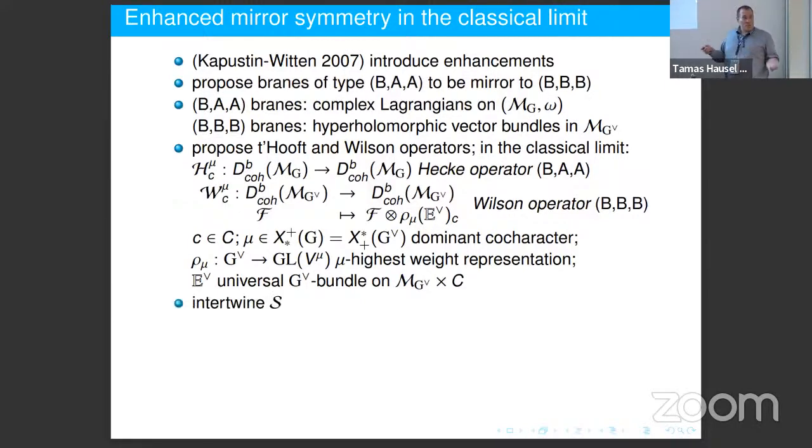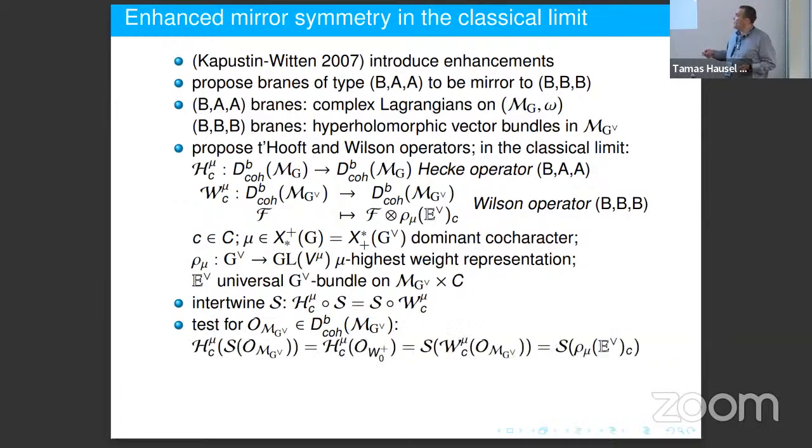Okay, and the suggestion is that these symmetries intertwine or mirror symmetry, the S duality, in this sense, that if you first apply S and then the Hecke operator, it should be the same as first applying the Wilson operator and then S. And today we are just going to test it in perhaps one of the simplest coherent sheaves you can imagine, the structure sheaf of the moduli space of the G-dual Higgs bundles. And then when you compute the left-hand side, you see that you will have to first compute the mirror of the structure sheaf.